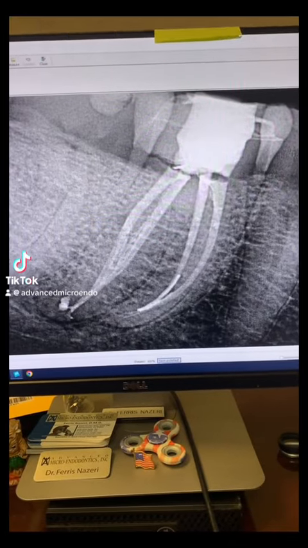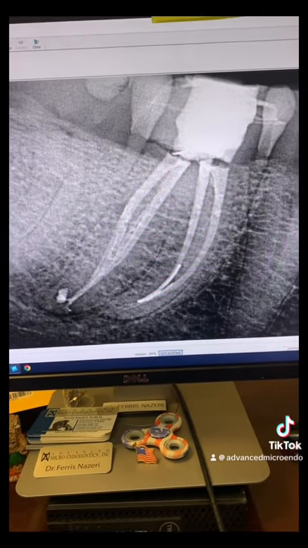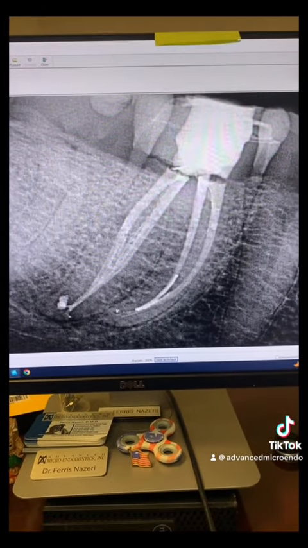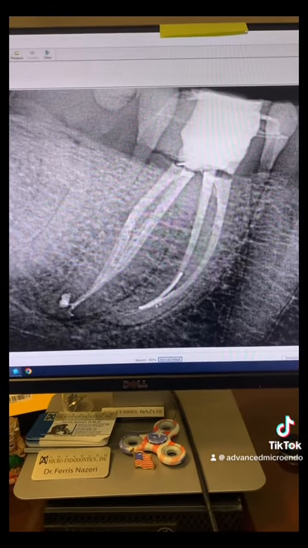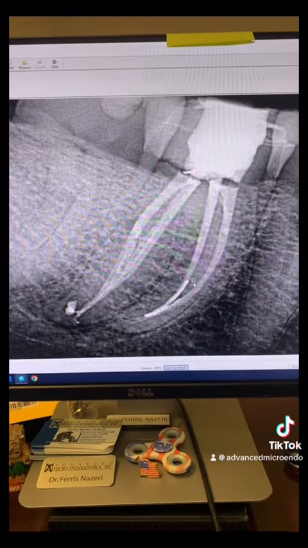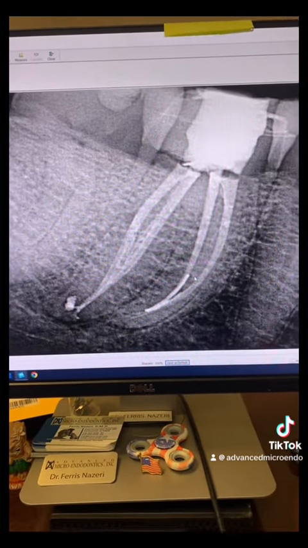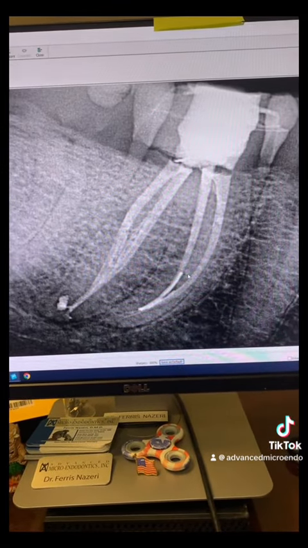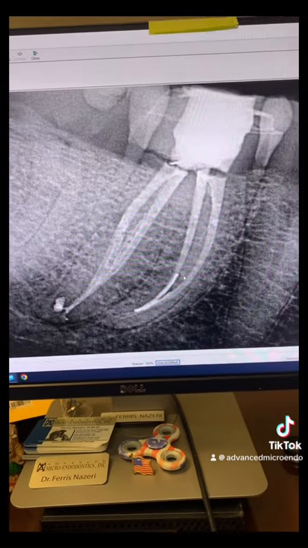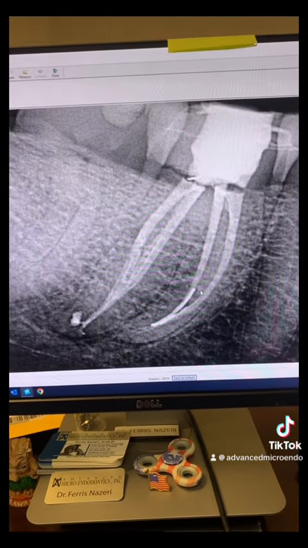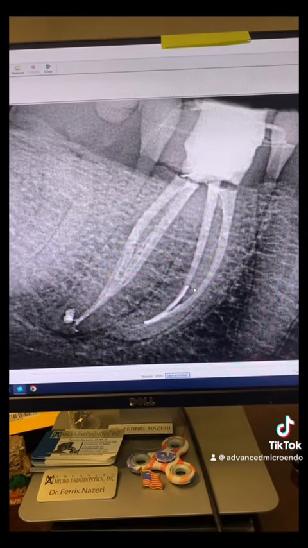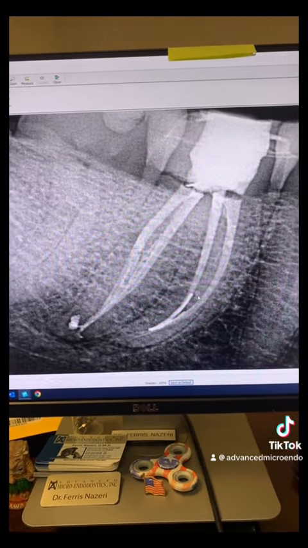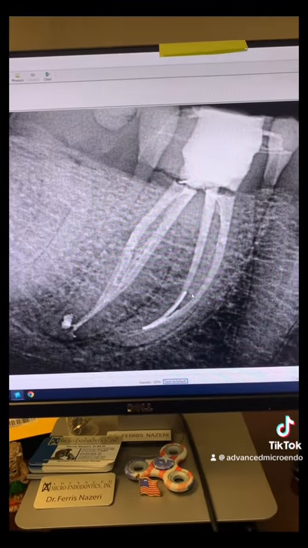Alright, so this is regarding the case I posted yesterday. Some of you think that this is a broken file. If it was a broken file, I would have mentioned it. Just like you guys, I also sometimes break files, maybe not as frequently as some of you, but if you do endo, you break a file. That's normal. But again, I don't break files as frequently as some of you. But sometimes a file fracture is inevitable.